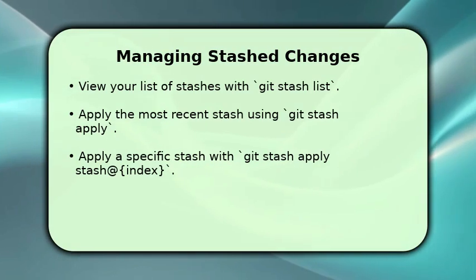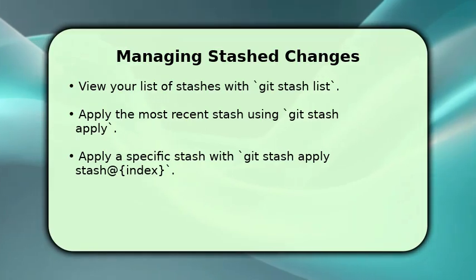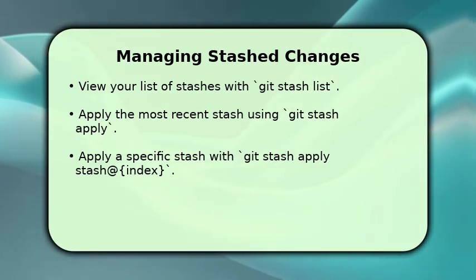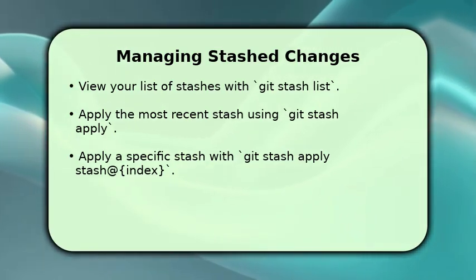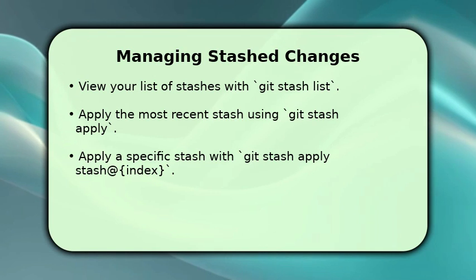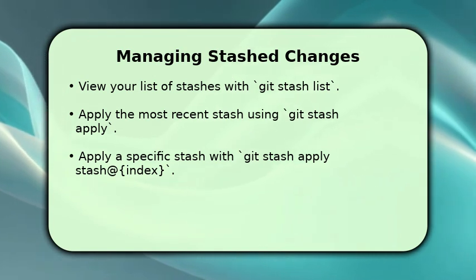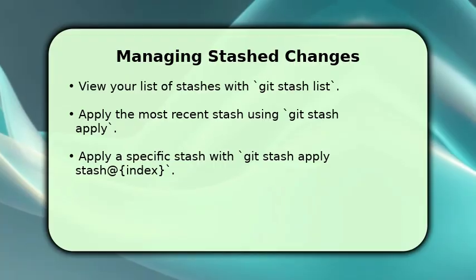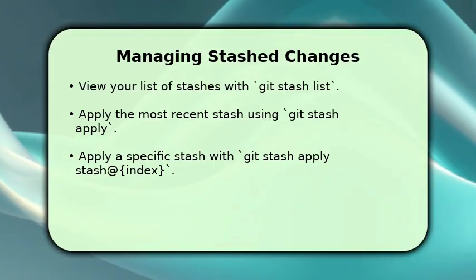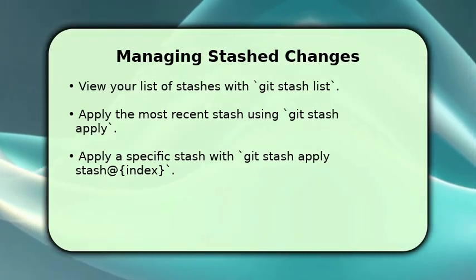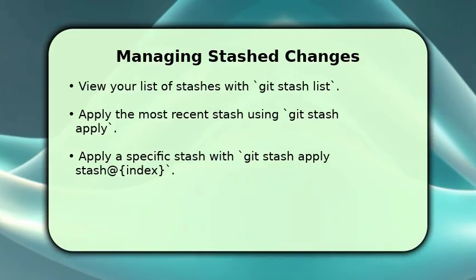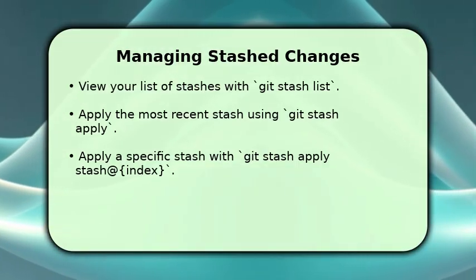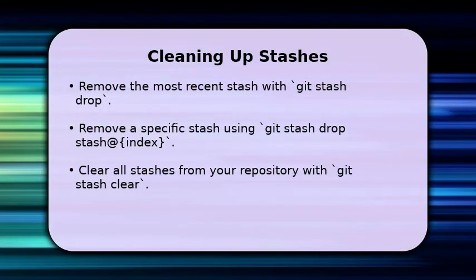Once you've stashed changes, you'll want to manage them. To see all your saved stashes, use git stash list. This shows a numbered list of your stashes. To reapply the most recent stash to your current branch, simply use git stash apply. If you need to apply an older or specific stash, you can specify its index, for example, git stash apply stash@{1}. After applying a stash, you might want to remove it from your list.